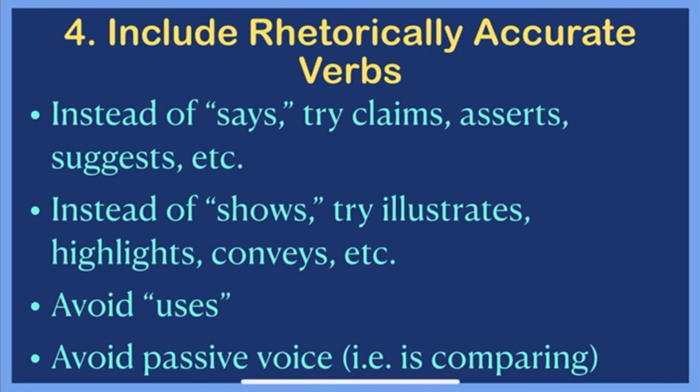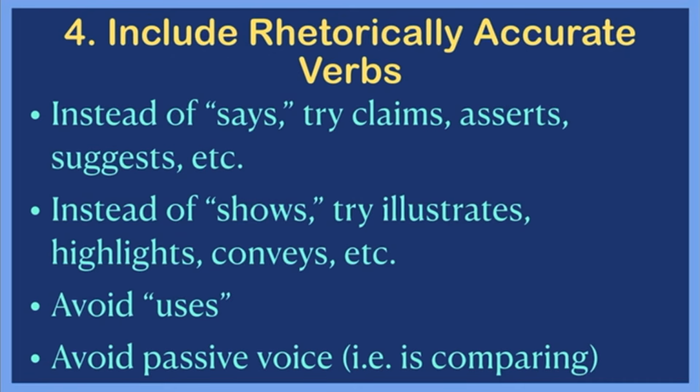Another quick tip to improve the quality of your essay writing is to use what we call rhetorically accurate verbs. So I gave you a few suggestions here, but if you want a more inclusive list, definitely Google it and find a list that works for you because there are several out there. We want to avoid verbs like says, shows, and uses because these are a little bit weaker. So instead of says, you can say claims, asserts, suggests. You could also say implies, depending on what you're talking about. Now, instead of shows, we could say illustrates, highlights, demonstrates, conveys. So there are options here.